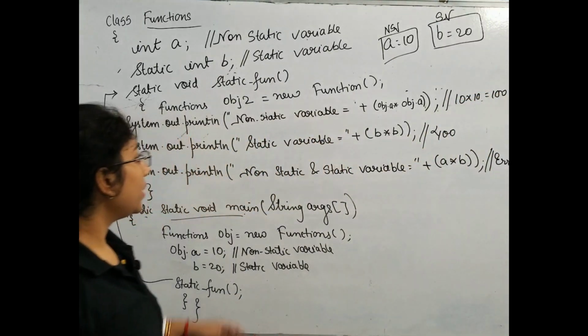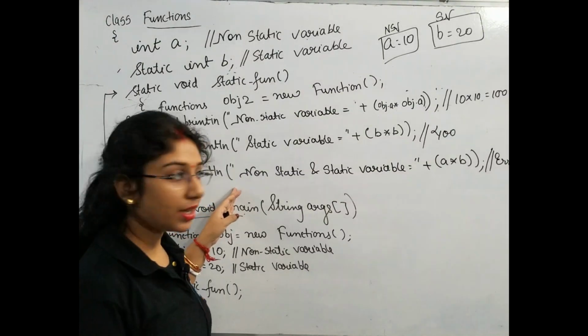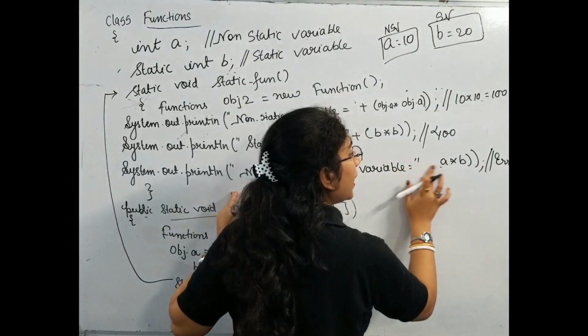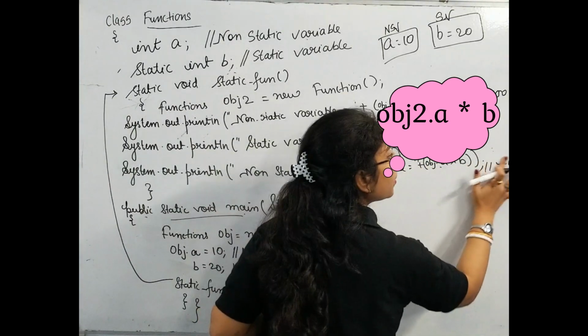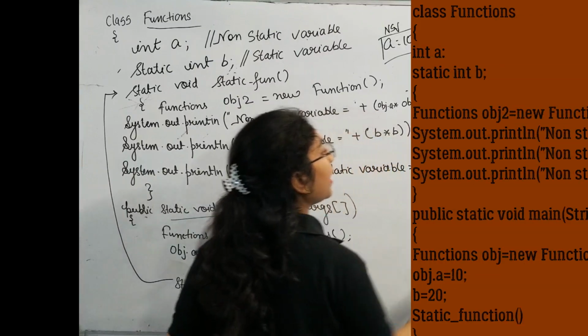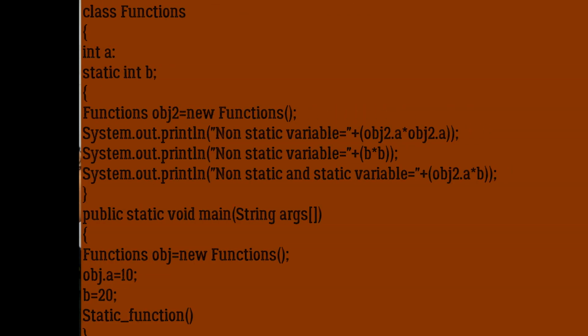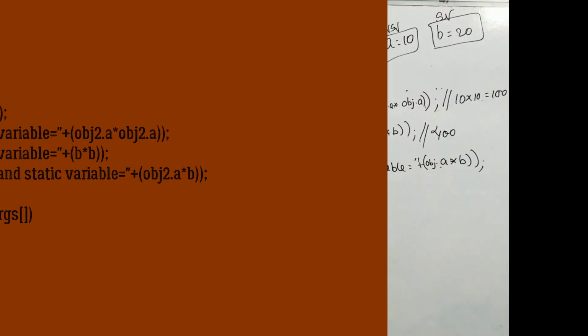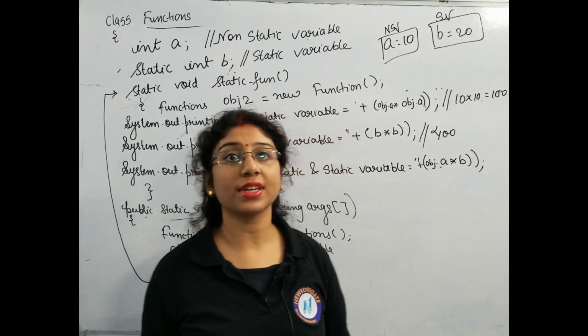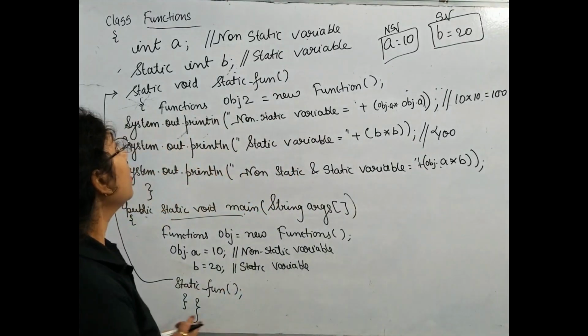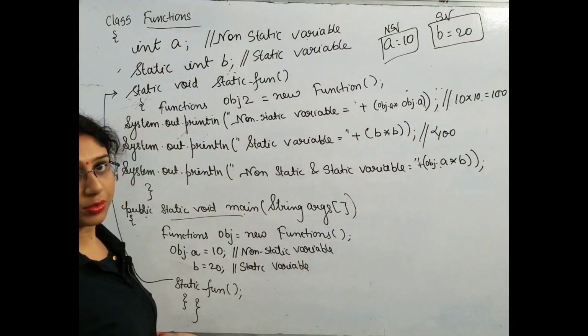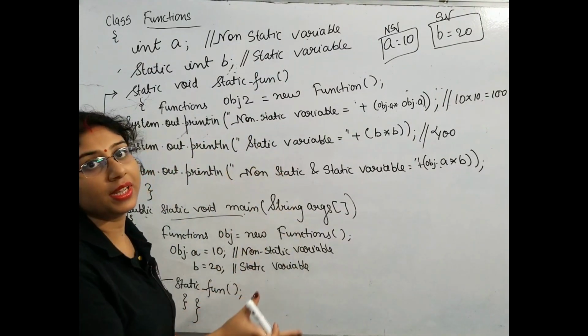Clear? Now moving towards this line, I will do the same thing over here also. This line will be executed successfully without any error. Clear? So in the following way we can access the non-static variable inside a static function. But in case of non-static, we have seen that we can access both static as well as non-static variables without any issues. But in case of static function, for accessing a static function we don't need an object, but for accessing a non-static one, we will need an object.